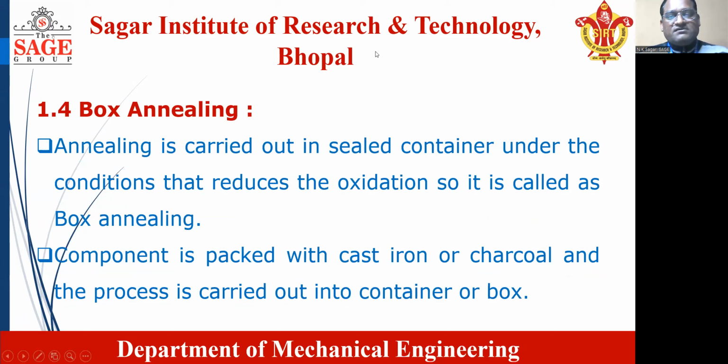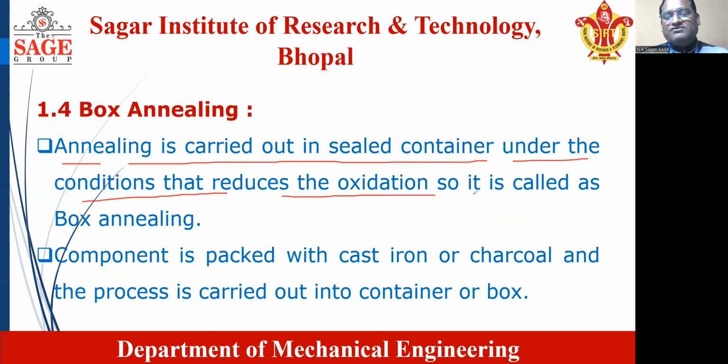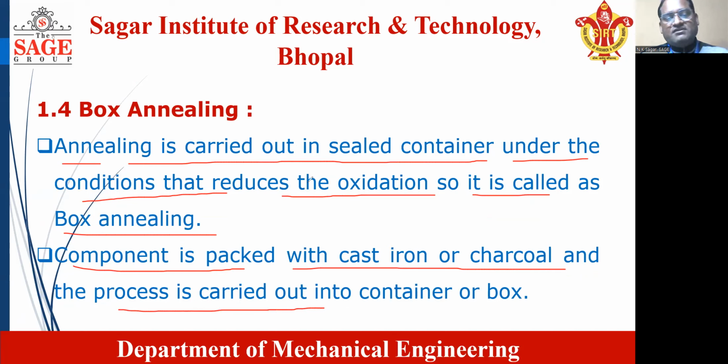Now next is box annealing process. What is box annealing process? In this, the annealing is carried out in a sealed container under conditions that reduce the oxidation. So it is called box annealing. Yes, to reduce the oxidation, the box annealing process is used. The component is packed with cast iron or charcoal, and the process is carried out in the container or box. And the stages of the process are common: heating, holding, and cooling.